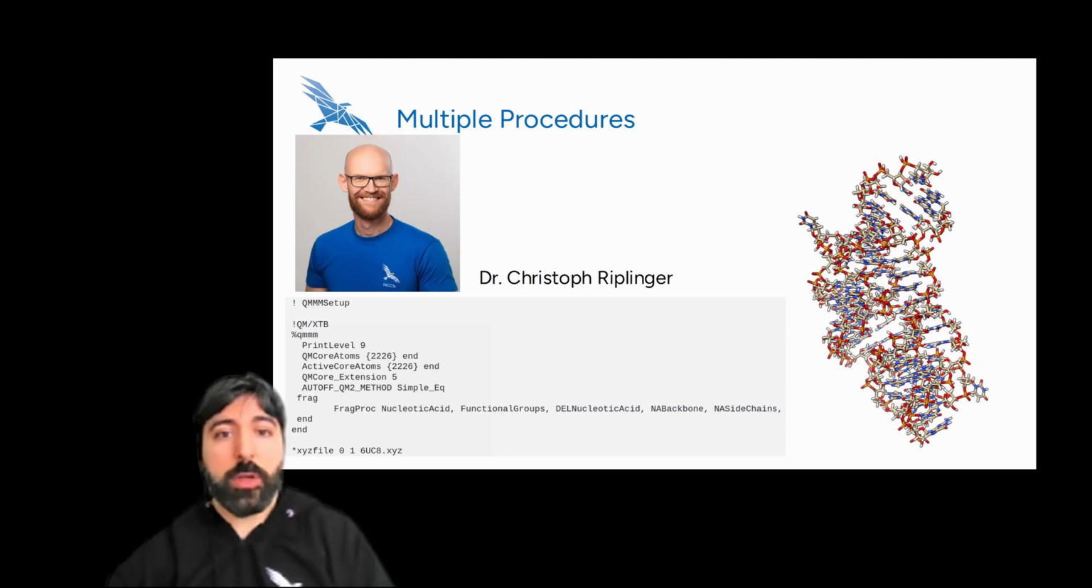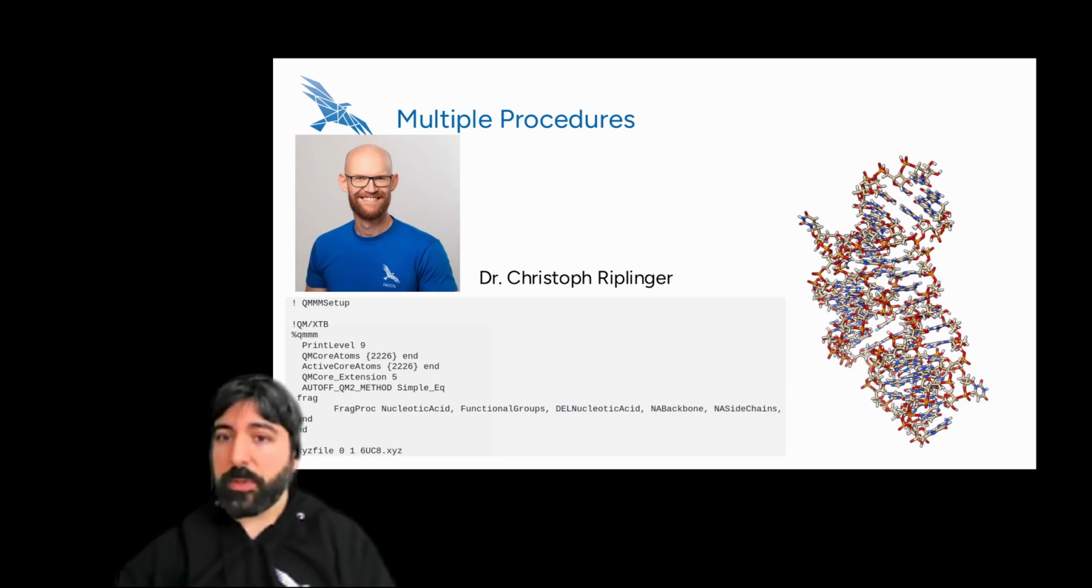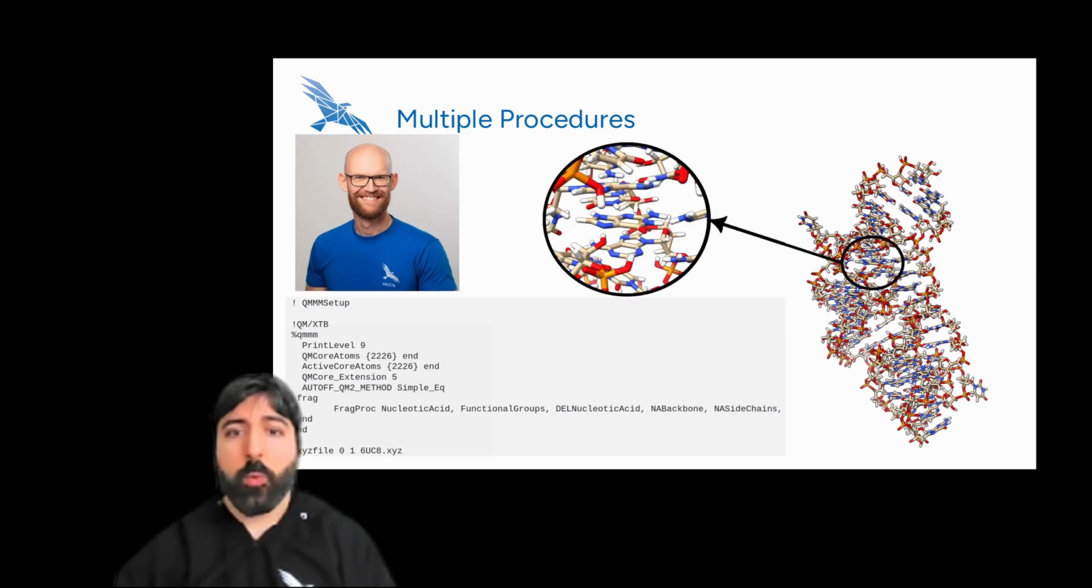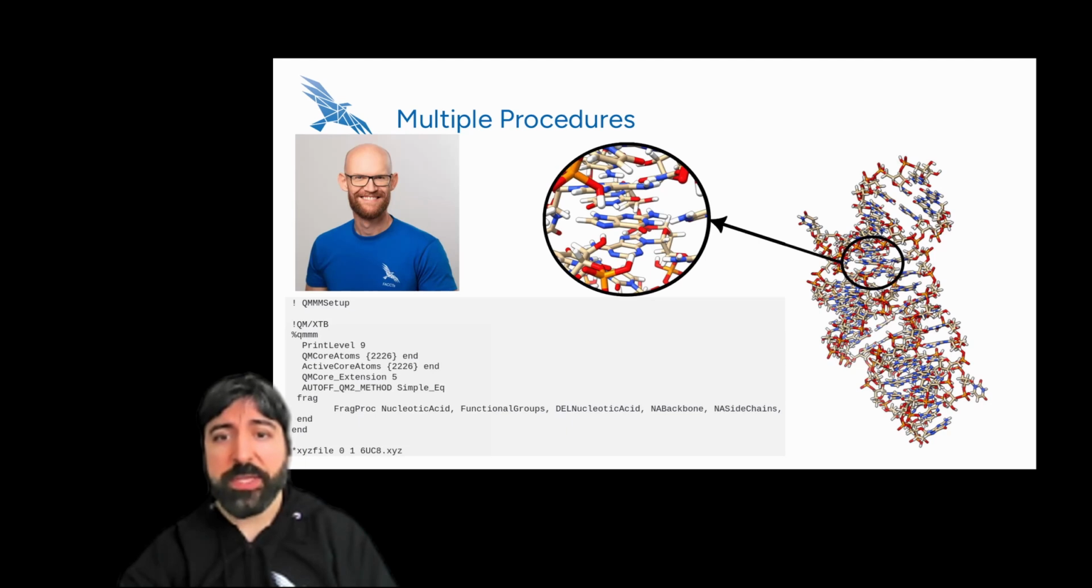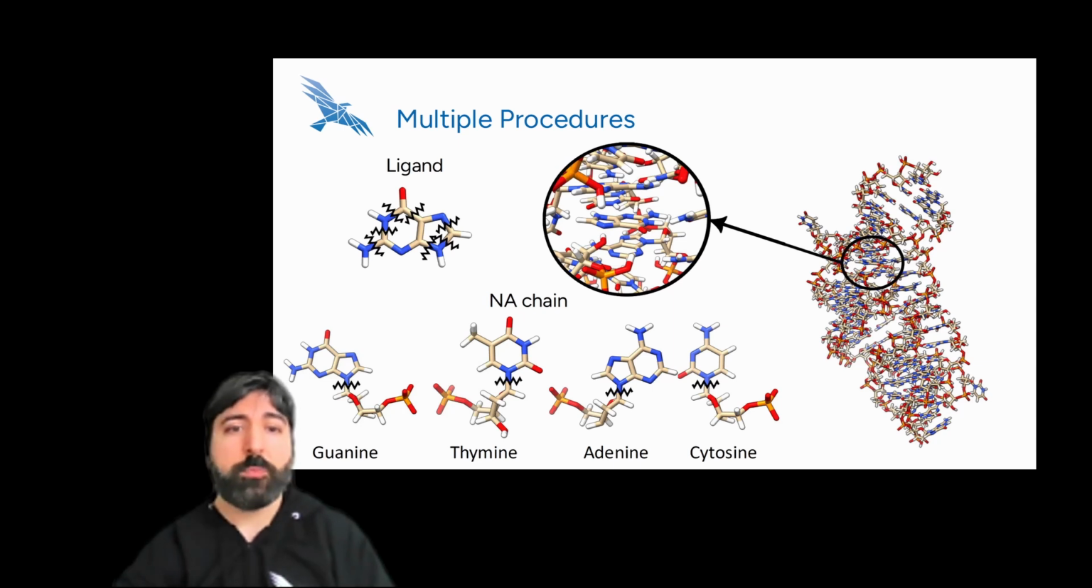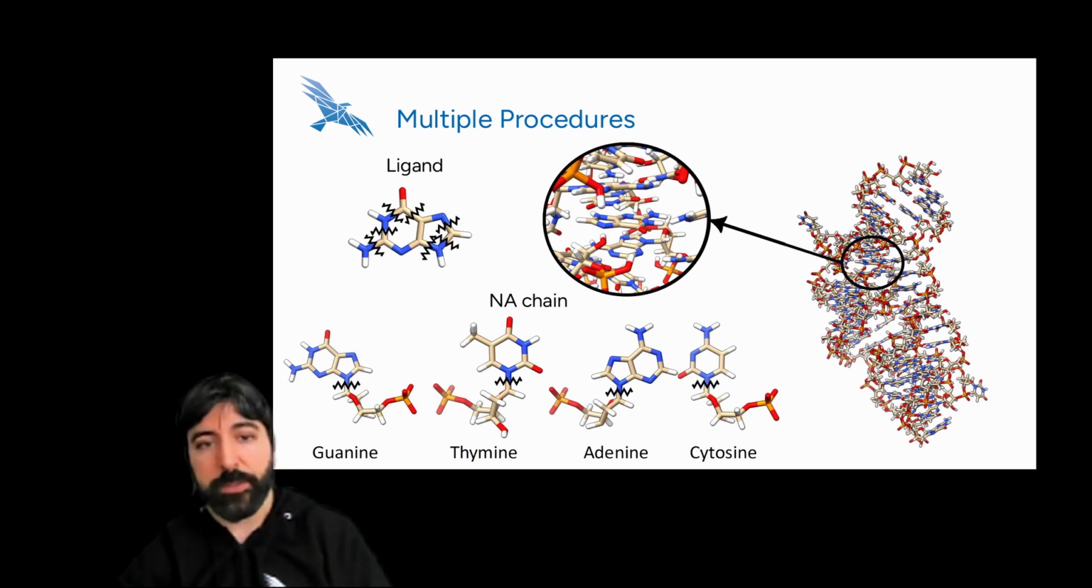And to finish this talk, let me show you one last example, the fragmentation of a riboswitch in a QM/MM setup Dr. Christoph Riplinger presented here. This system contains an RNA chain, while a separate guanine molecule acts as a ligand. To define the QM region in this system, it is necessary to define our fragments by splitting the side chain of each nucleic acid. However, we also want to fragment the major part of the bonds of the guanine ligand.